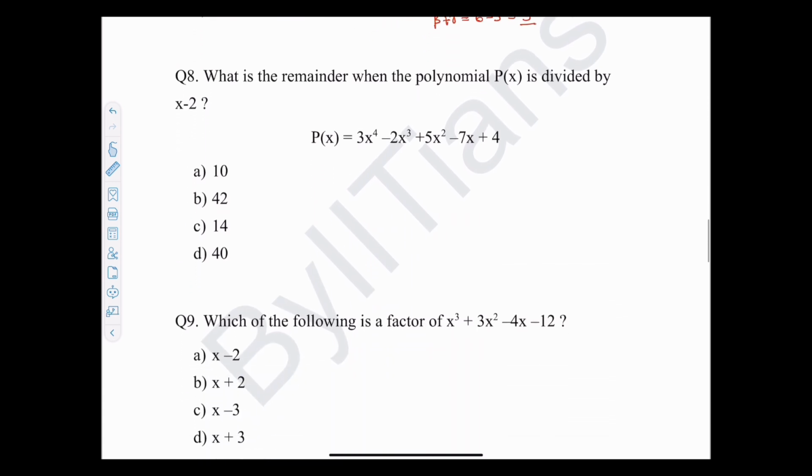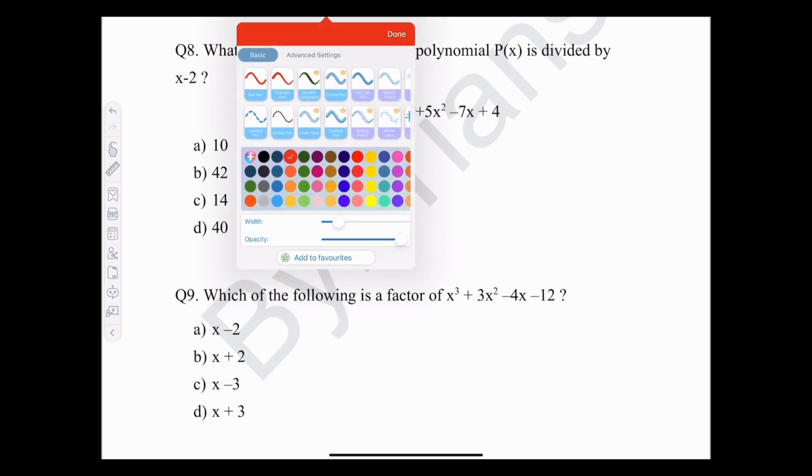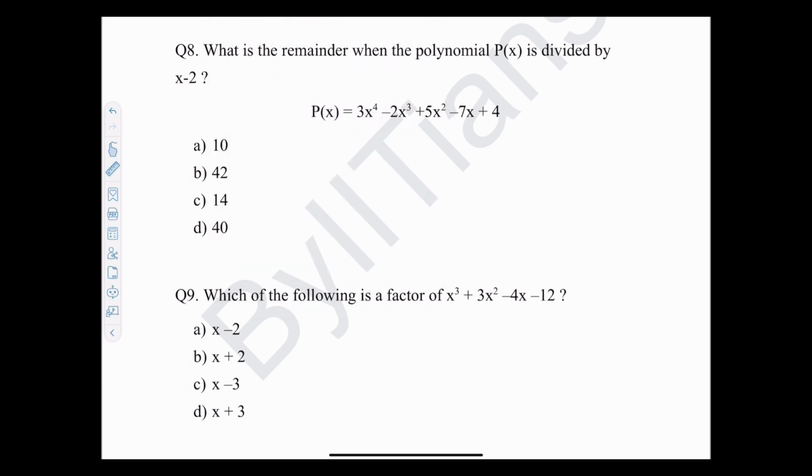Now let's move ahead to question number 8. What is the remainder when the polynomial p of x is divided by x minus 2? So to solve this question, we need to divide p of x with x minus 2. So we can use division for that, or we can use the remainder theorem. Let's do it first using the division method. So we have to divide this.